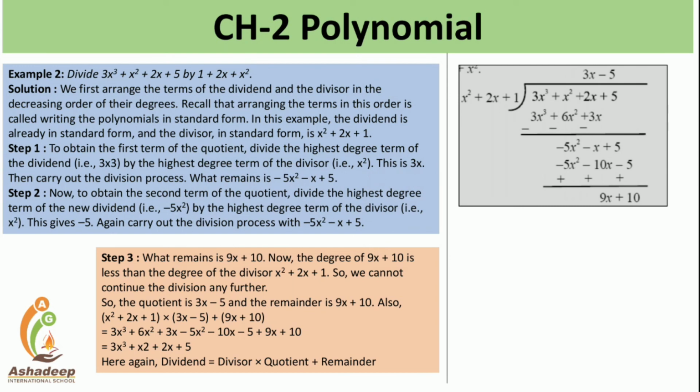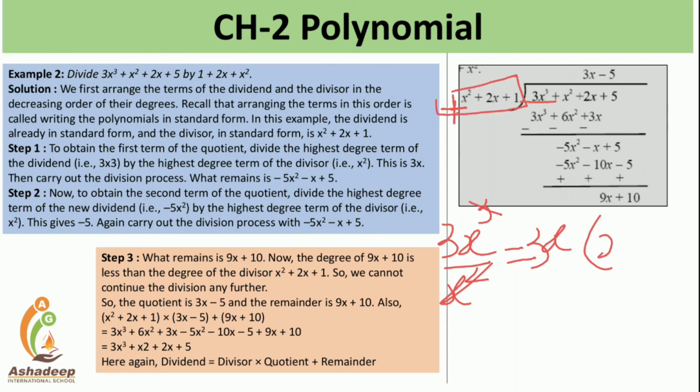So, last sum for today. We need to do it in the same manner that we did in the previous sum. Simple. First of all, 3x cube divided by what? x square. That is the first step. x square. So what is remaining? x and x cut, so 3x is remaining. So 3x in bracket, what we need to write? The divisor. What is the divisor? x square plus 2x plus 1, right?